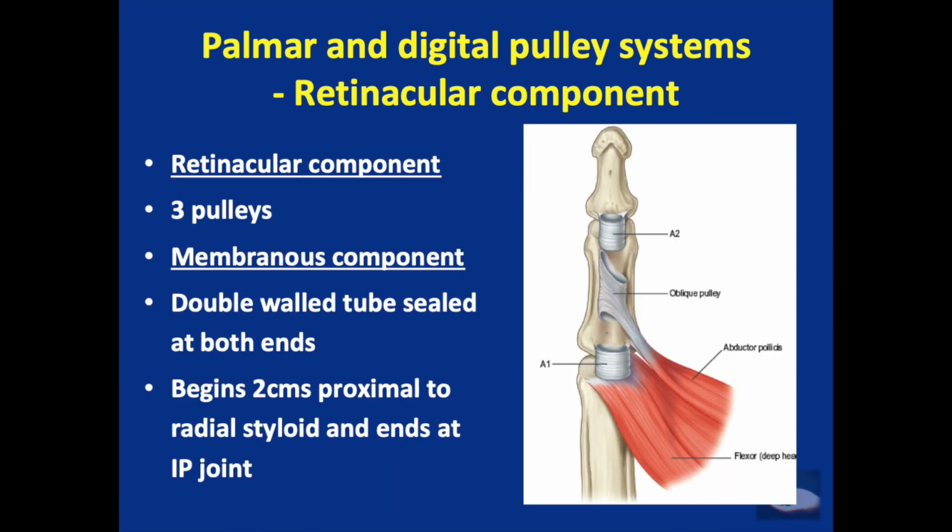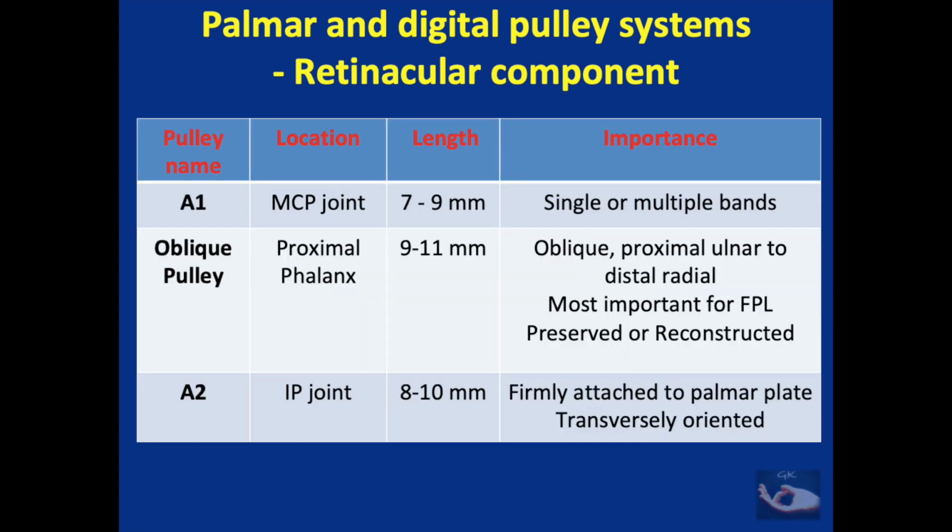This retinacular system is also present in the thumb. We have already seen the membranous component, which extends as the radial bursa. The retinacular component consists of three pulleys: the A1 pulley, the oblique pulley and the A2 pulley. The A1 pulley is located over the metacarpophalangeal joint of the thumb, the oblique pulley over the proximal phalangeal region and the A2 pulley over the interphalangeal joint.